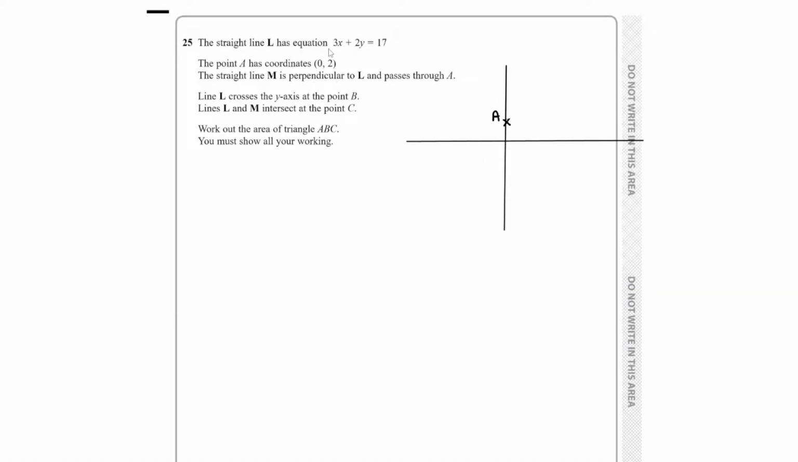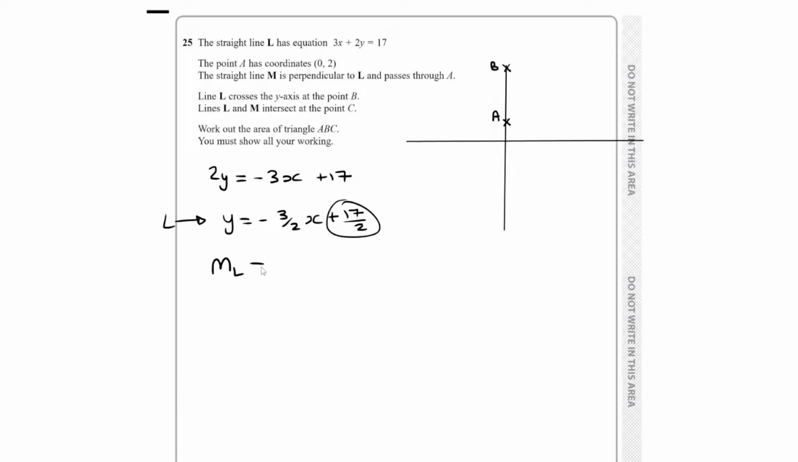What I would probably do is work out the equation for line M, the perpendicular one. So I need to know the gradient of line L, don't I? So let's rearrange it, y is the subject, so minus 3x plus 17. Then divide everything by 2. So my gradient for line L, I've just rearranged it, is minus 3 over 2. They said where line L crosses the y-axis is point B, so that's technically this point here, which is about 8.5. So that's there.